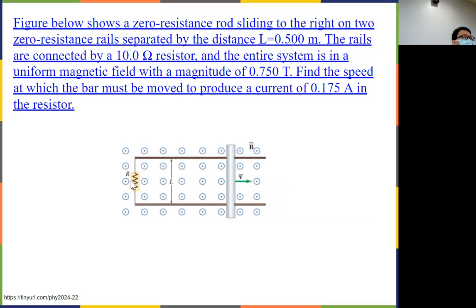Okay, so you have a resistor. This is 10 ohm here. This length is 0.5. Okay, L is 0.5. B field is 0.750 Tesla. The current going through the rod is 0.175 amps. That's the same current as the one going through the resistor because this is a closed path, closed circuit. All right. So it's asking you what will be the speed. So you guys can see if you can solve for this, and then we can take a look at the solution together in a couple of minutes.